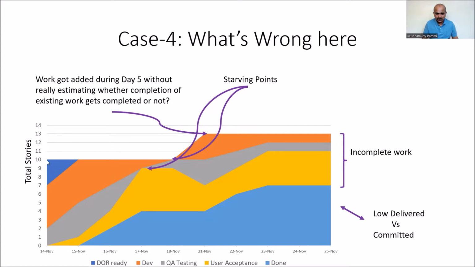So initially you agreed for 10. Those 10 itself you have not delivered. How come you can accept more? How can the product owner give more work for us? It is for the people to think about it.